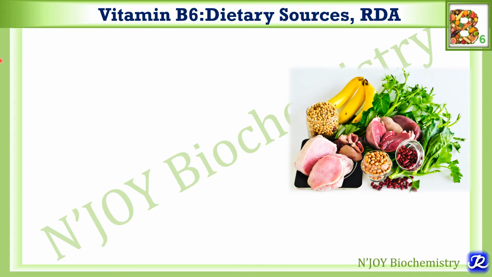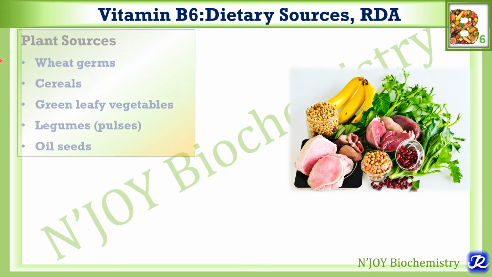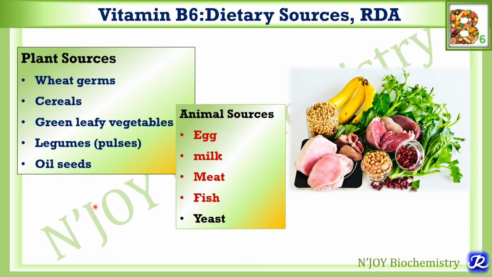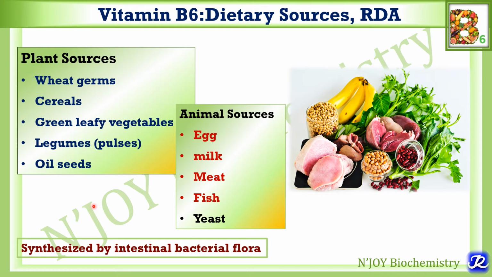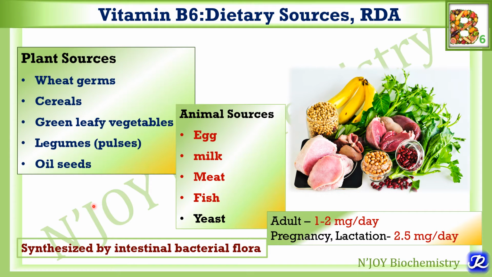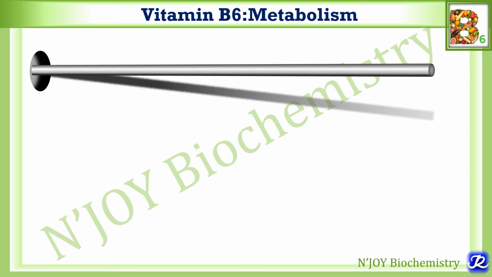Vitamin B6 is derived from various plant as well as animal sources. Plant sources include wheat germ, cereals, green leafy vegetables, legumes, pulses, oil seeds, etc. And animal sources like egg, milk, meat, fish are rich sources of vitamin B6. It can also be synthesized partly by intestinal bacterial flora. The requirement in adults is 1 to 2 mg per day, and in pregnancy and lactation it is 2.5 mg per day. Now let's see how vitamin B6 is metabolized in the body.